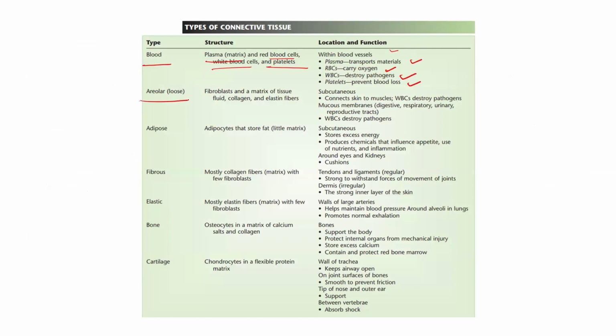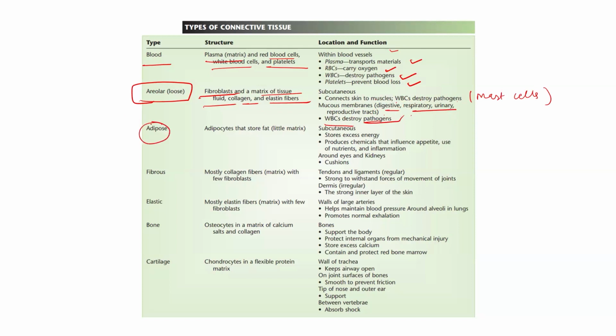Next, we have areolar connective tissue, which is a loose connective tissue that consists of fibroblasts and a matrix of tissue fluid, collagen, and elastin fibers. It is present subcutaneously and it connects skin to muscles. WBCs like mast cells, which are present in this matrix, destroy pathogens. It is also found in mucous membranes of the digestive system, respiratory, urinary, and reproductive tract. The WBCs that are present in these areolar tissues destroy the pathogens.